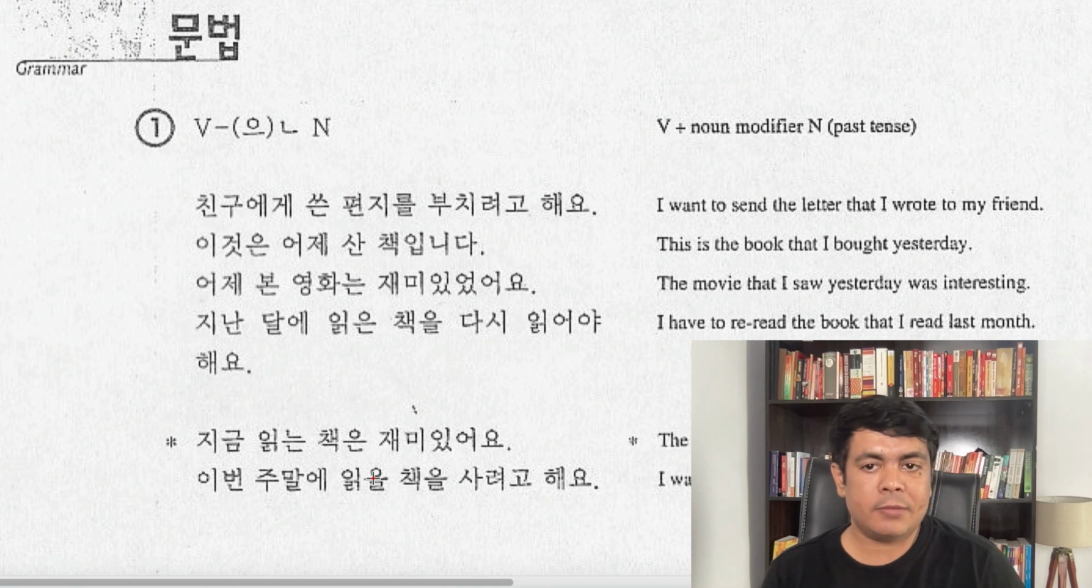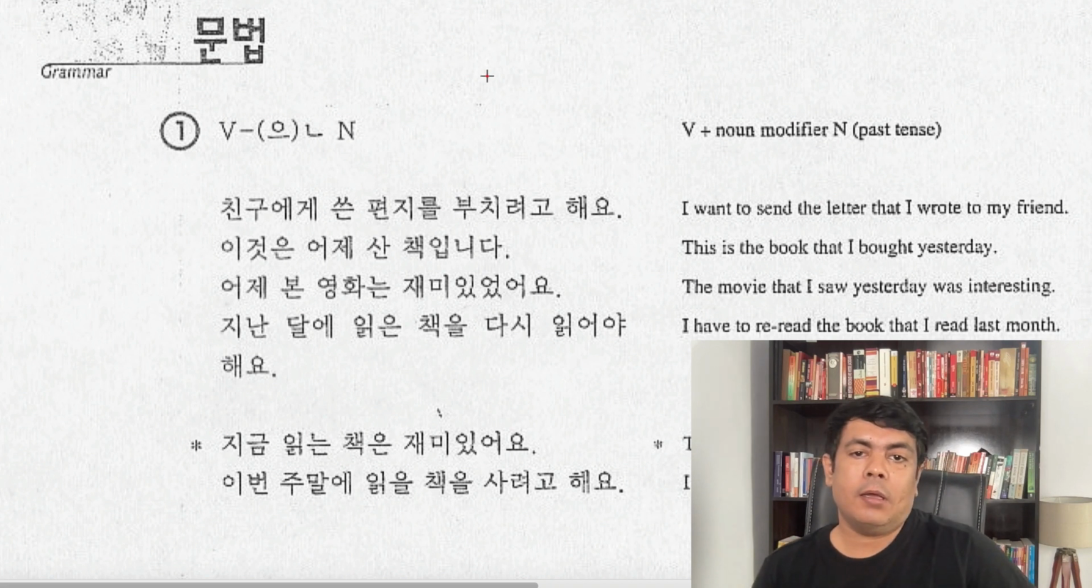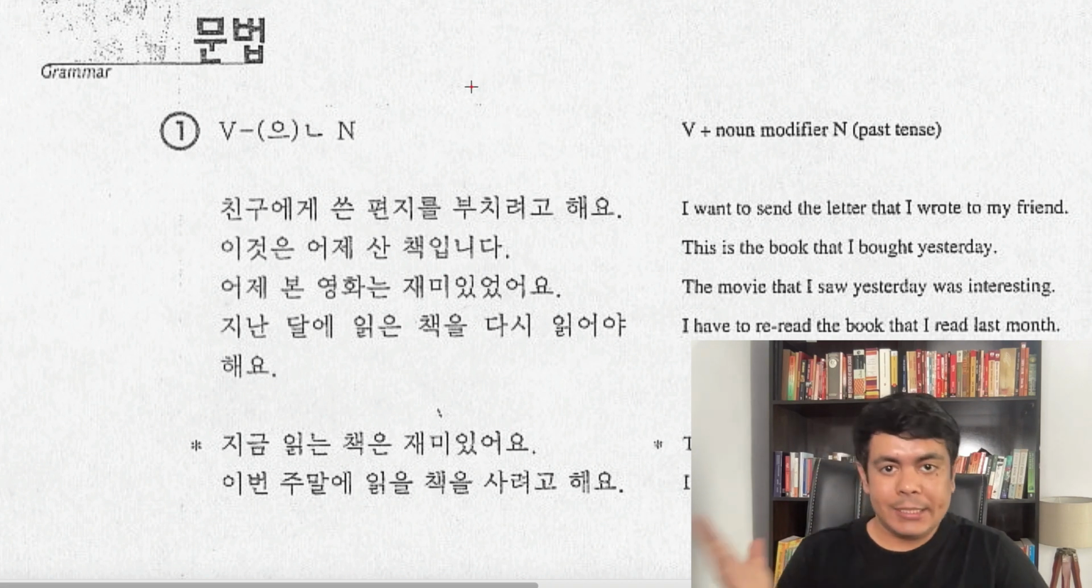The first grammar pattern that we have here is verb plus ㄴ or 은 and then noun. It is called a noun modifier in past tense. This grammar pattern is used when you want to make sentences like the book that I read yesterday.